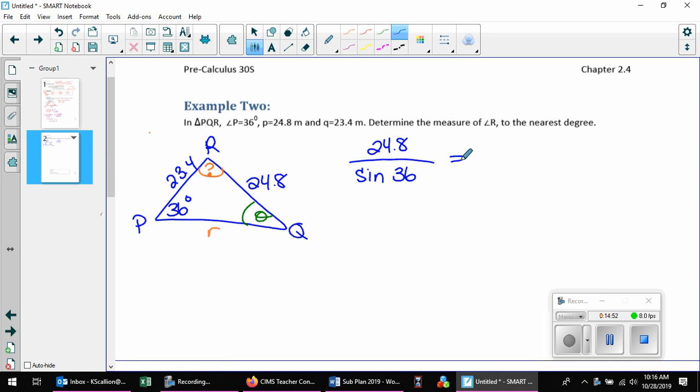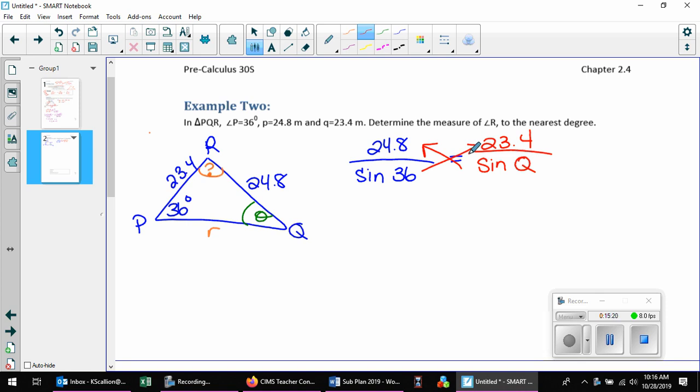And then we have 23.4 and sine Q. I'm not going to use theta, I'm going to use the letter because it's going to help keep me organized. And I will change that Q into a theta, I'm sure, at some point, and then you're going to deduct me a half mark for introducing the variable. Okay? All right, so we're going to cross multiply.